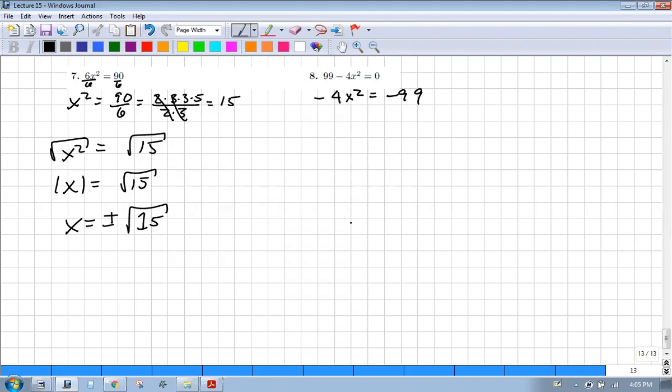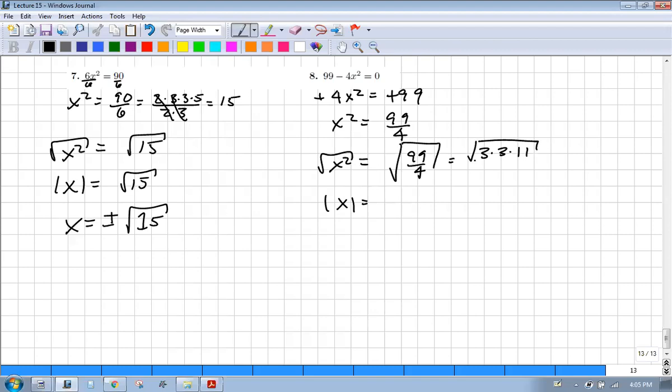subtract 99 from both sides. Multiply by negative 1. Divide both sides by 4. I don't think we can reduce that fraction. If we square root, let's see, what can we do with this 99 here? 99 is 3 times 33. 33 is 3 times 11, right? Square root of 4 is 2. You pull those out, we got 3 root 11 over 2. Okay, so we're looking at 3 root 11 over 2. So x is positive negative 3 root 11 over 2.